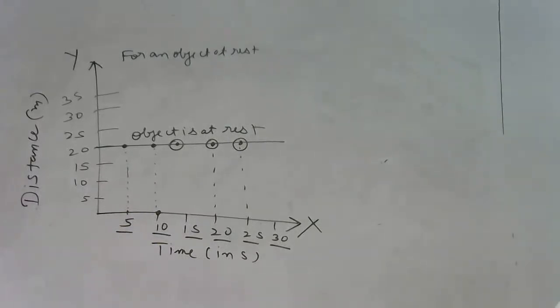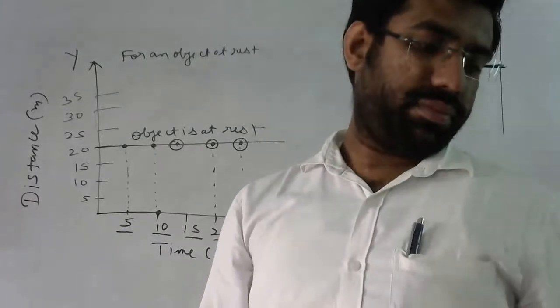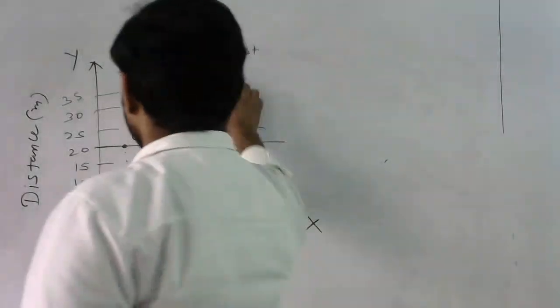Next heading: distance time graph for uniform motion. Have you written? Look here.